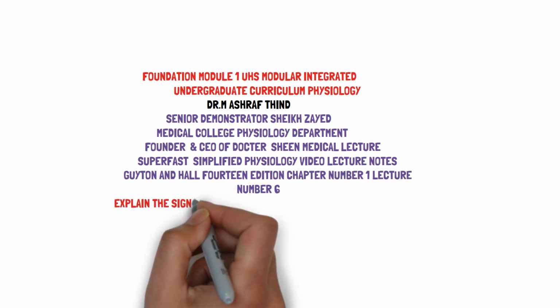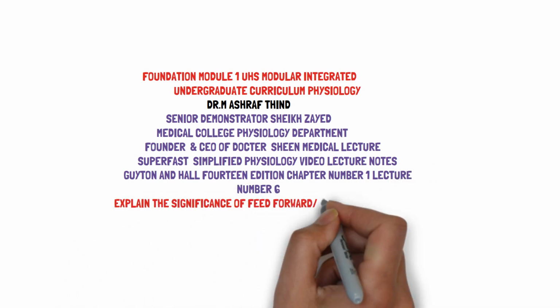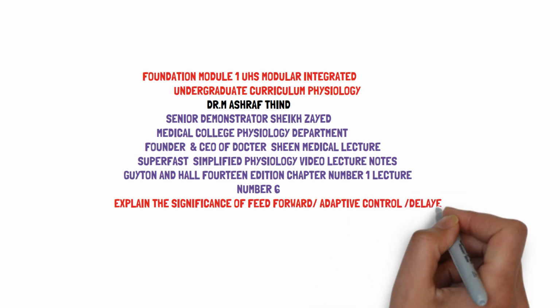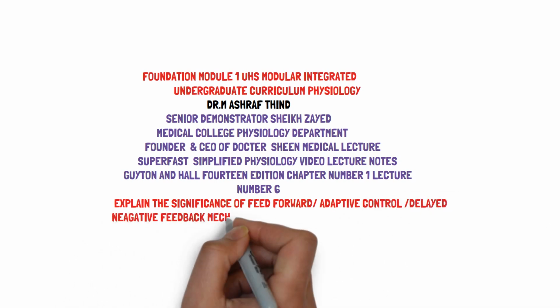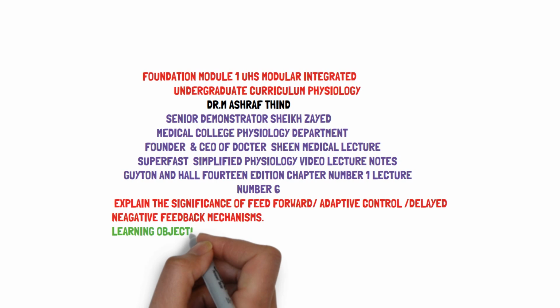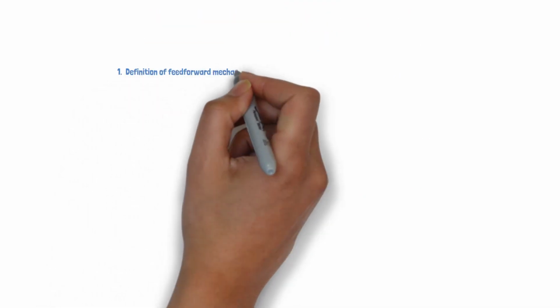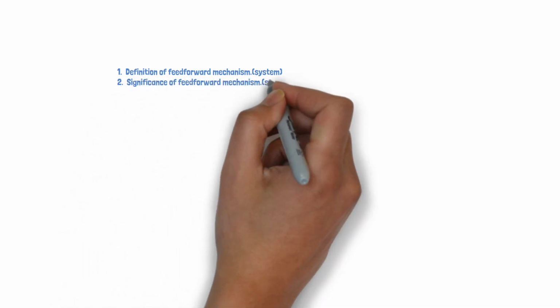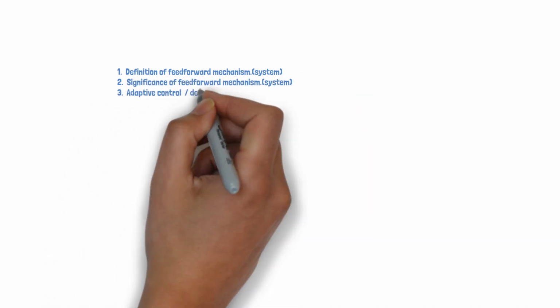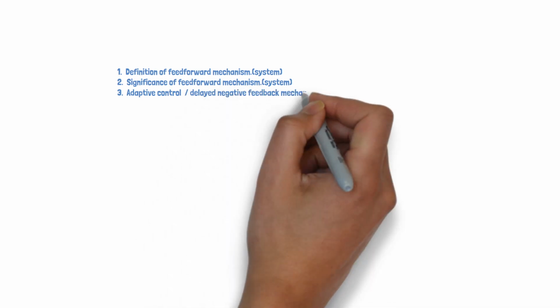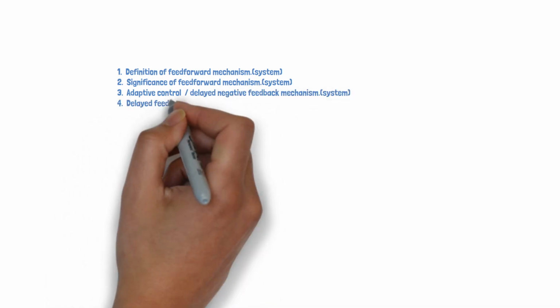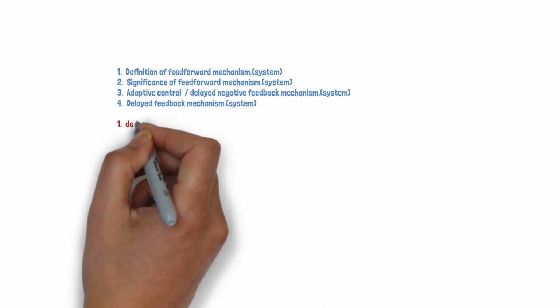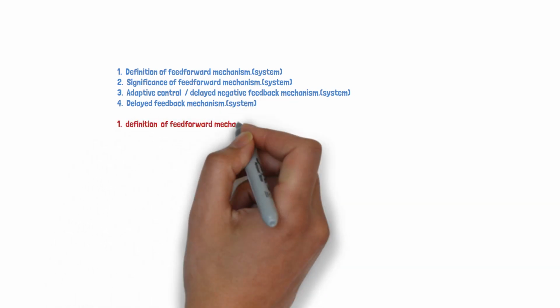Explain the significance of feed-forward, adaptive control, and delayed negative feedback mechanisms. Learning objectives: 1. Definition of feed-forward mechanism system. 2. Significance of feed-forward mechanism system. 3. Adaptive control mechanism system. 4. Delayed feedback mechanism system.